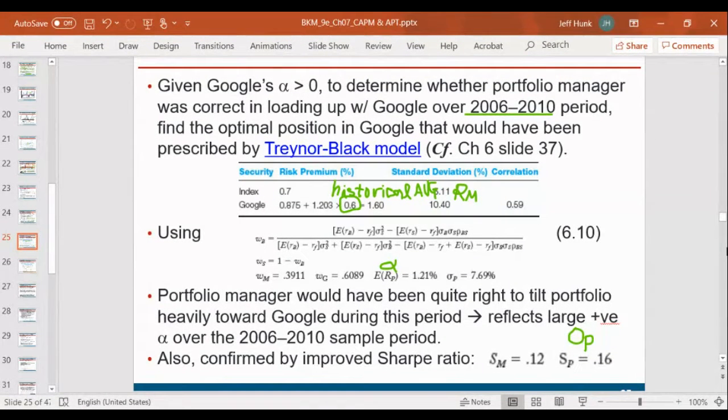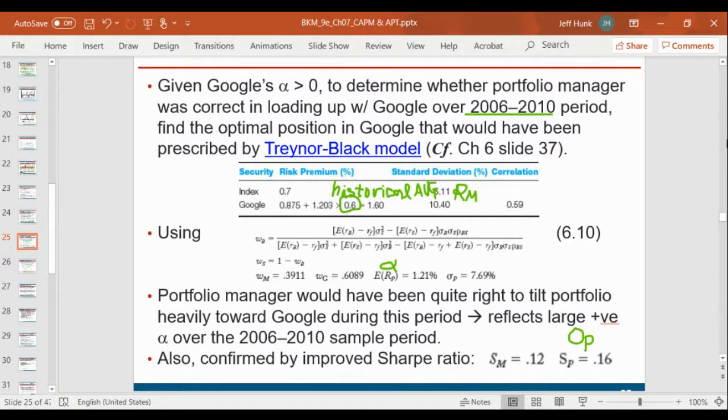Now, a question arises whether the portfolio manager was correct in loading up with Google over the 2006 through 2010 period. To determine that, we need to find the optimal position in Google that would have been prescribed by the Treynor-Black model.